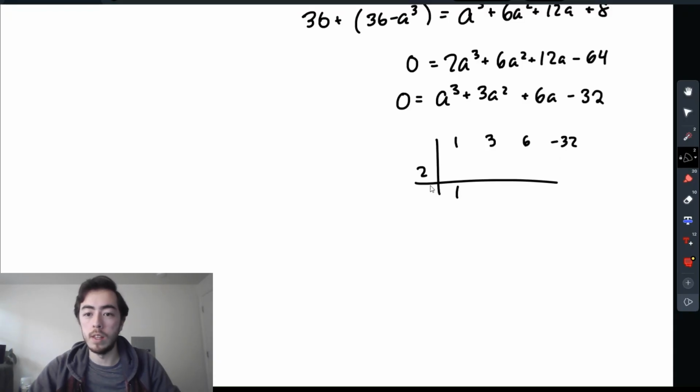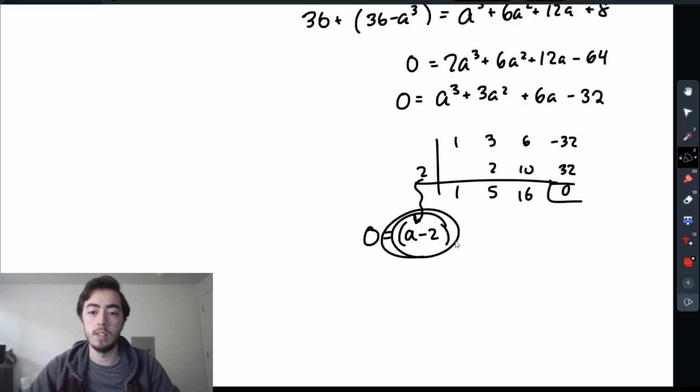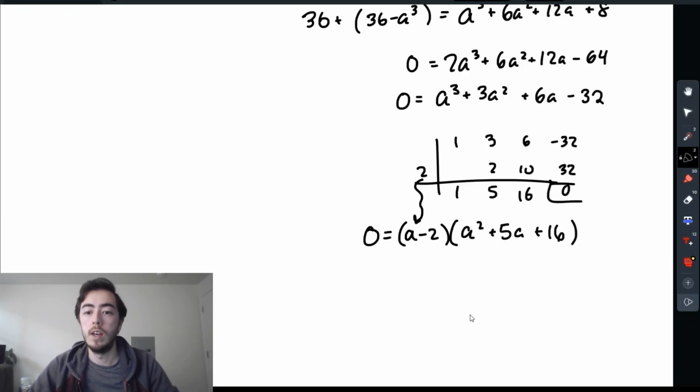We're going to drop and then multiply and then add and then multiply and then add and then multiply. And then what do you know? Once we add, our remainder is 0. This shows me I can factor this cubic as a minus 2, because again, the root would go here and create the value of 0 for this factor. And then minus a squared plus 5a plus 16.